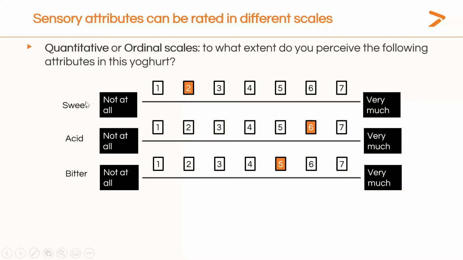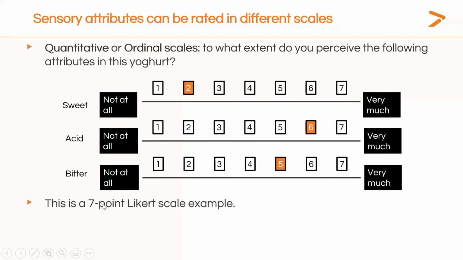We have 3 attributes, sweet, acid, and bitter, and each attribute is linked to a 7-point scale that goes from not at all to very much. So if I take sweet, for instance, and the respondent checks 1, this means that the yogurt is not sweet at all. If the respondent checks 6 or 7, this means that the yogurt is very sweet. So this is a very basic way to evaluate sensory attributes, which is called a 7-point Likert scale.